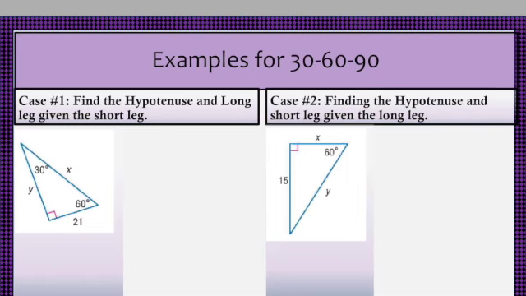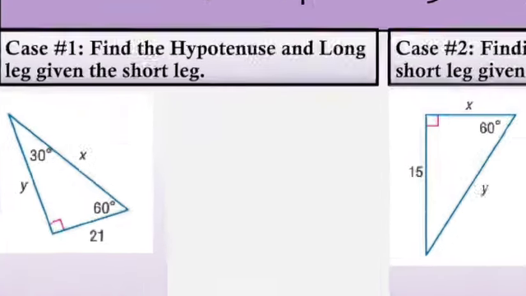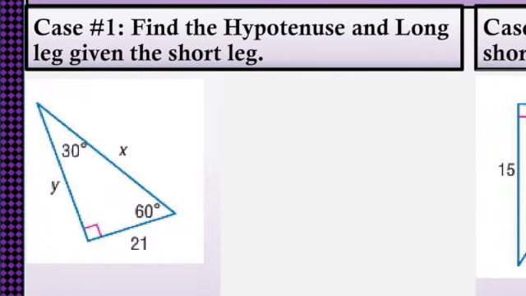Okay, so now I want to look at some examples for the 30, 60, 90 triangle. Now when it comes to the 30, 60, 90, since you have 3 different sides, we're going to have a total of 3 different cases. We're going to look at the first 2 cases on this slide. So let's start with case 1. Now in case 1, this is probably going to be one of the easiest types of examples because you're going to be given the shortest leg, and we're going to see right now how that's going to make our lives a little bit easier.